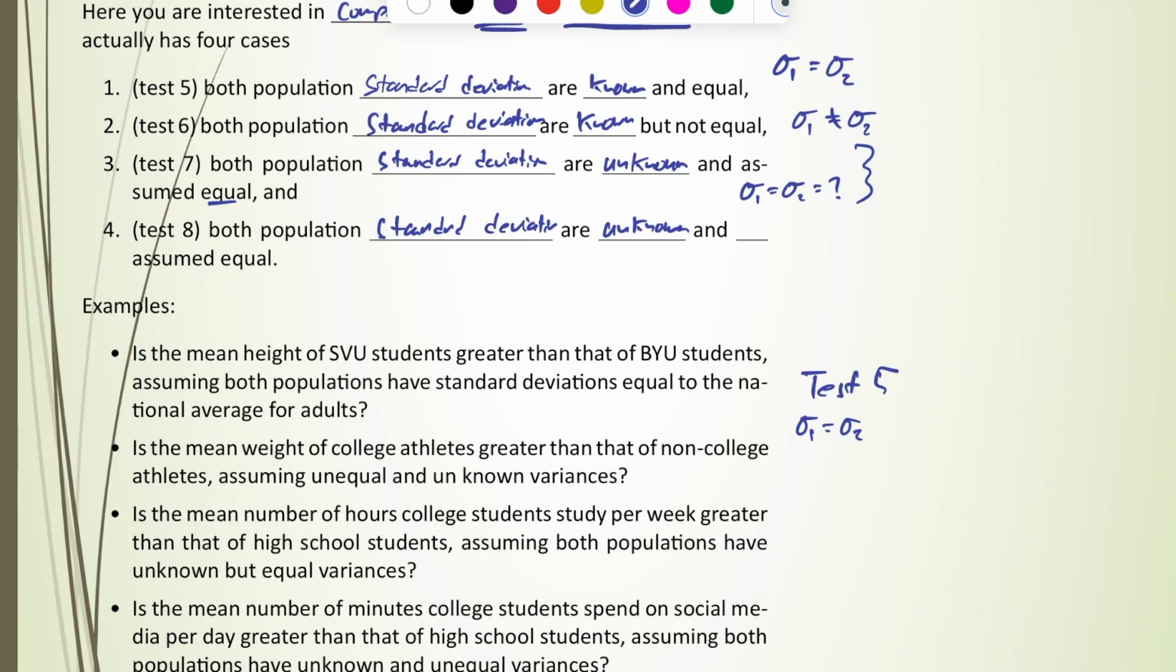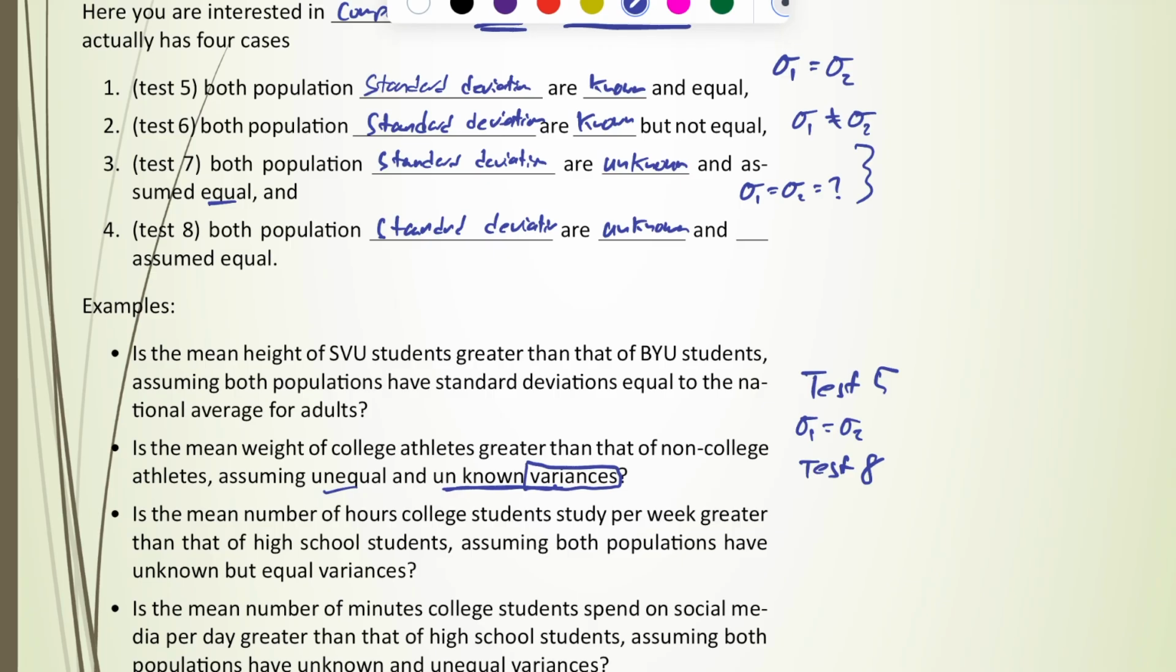Is the mean weight of college athletes greater than that of non-college athletes? So you've got pro athletes or other. Assuming unequal and unknown variances. Okay, now remember, variance is just the square of the standard deviation. So this is equivalent to saying unknown standard deviation. Unequal, unknown standard deviation. So this is test what? Test 8.